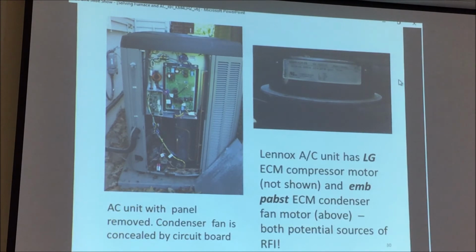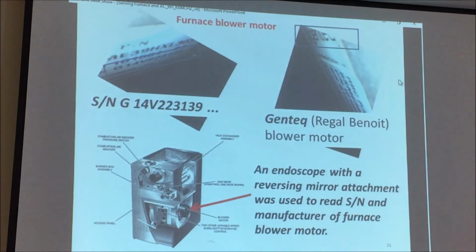Here's my AC unit with the panel removed. On top is the fan, which I was sure was the problem. It wasn't, although both the fan and the motor and the compressor are potential sources of RFI. And here's where I took an endoscope and looked into the furnace and managed to read the faceplate off of the furnace blower. The endoscope has a little mirror on the end and actually reverses the writing.